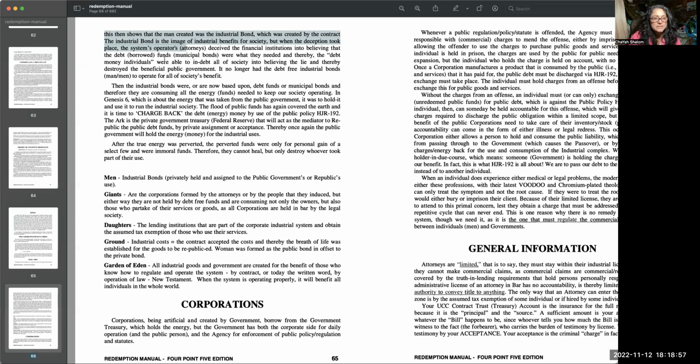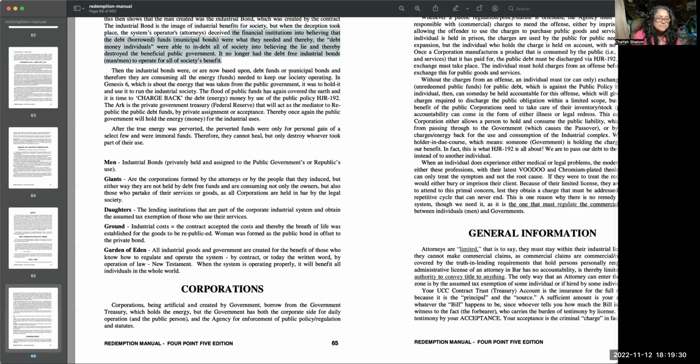So the attorneys deceived the financial institutions into believing that the debt, borrowed funds, municipal bonds, were what they needed, and thereby the debt money individuals were able to in-debt all of society into believing the lie, and thereby destroyed the beneficial public government. It no longer had the debt-free industrial bonds, men, to operate for all of society's benefit.